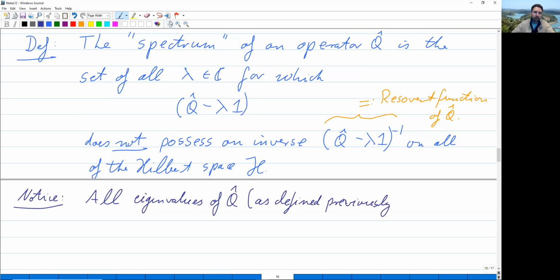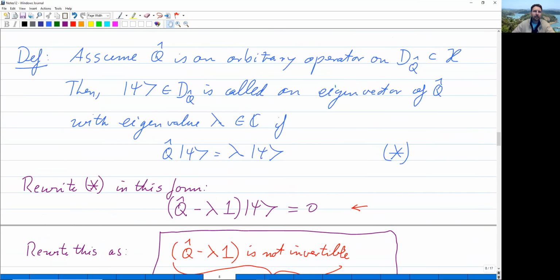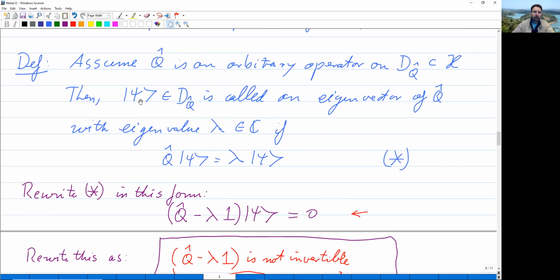Let me show you where, as defined here. Lambda is an eigenvalue if we have an eigenvector in the Hilbert space such that Q hat psi is lambda psi, right? So that's an eigenvalue, the linear algebra type simplest case.